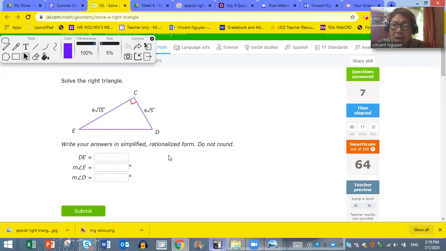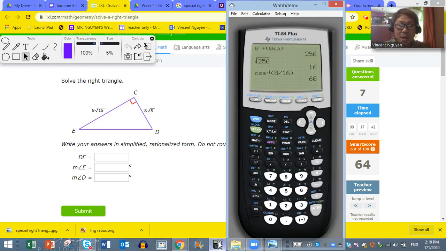Okay, 8 root 5 and 8 root 15, and then I look for the angle. I don't know what's going on, so let's find the hypotenuse first. The hypotenuse would be a squared plus b squared equals c squared, and then take the square root, right? So I'm going to do a squared. Now, because it has a square root, I'm going to be careful and put everything in parentheses. So 8 square root of 15.